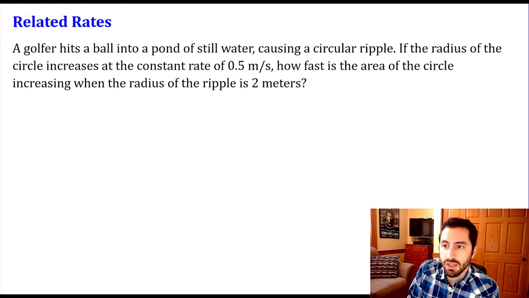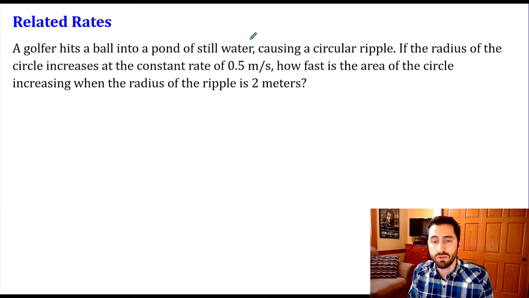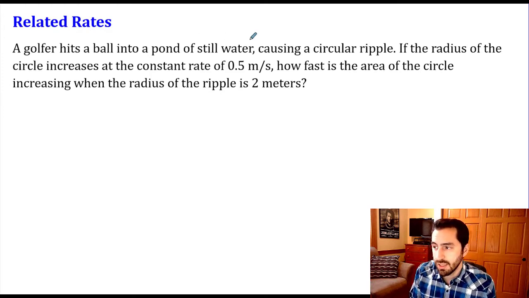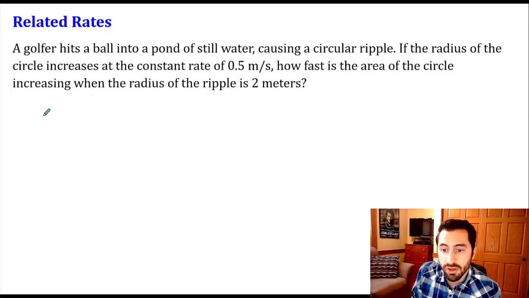So the first thing here is we need to decide on what sort of equation we're going to use. Taking a look at all the information we're given, the question is asking how fast is the area increasing in relation to the radius. So an equation that relates the area of a circle to the radius is just our area formula. So the area is equal to pi r squared.